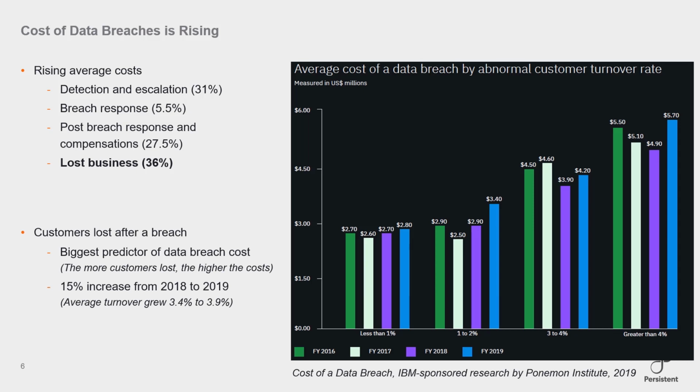Here we can see numbers for abnormal customer turnover, which are those customers leaving a business after a breach. In the graph, they are organized in bins. First being less than 1%, last one is greater than 4%. And we can see very clearly that the more customers lost, the more the cost. So consumers lost is the biggest predictor of the total cost of a breach. It's also increasing. Here, purple bars are in 2018, blue bars in 2019. There was a 15% increase from 18 to 19 as the average turnover grew from 3.4% to 3.9%.